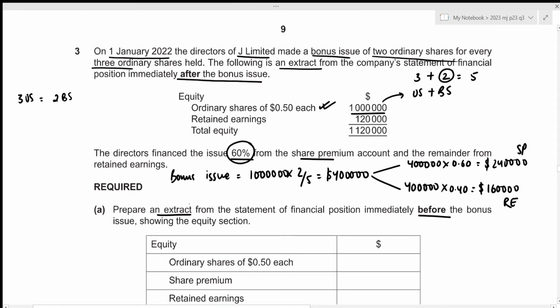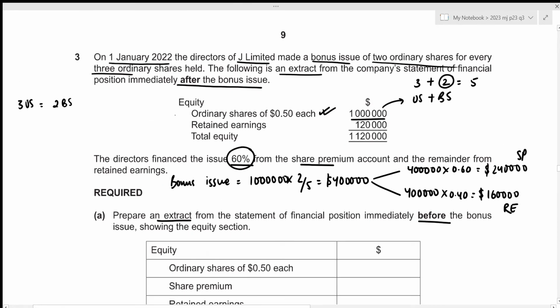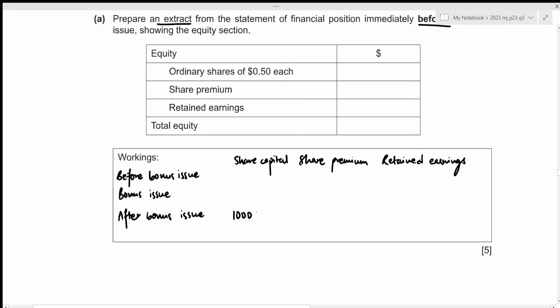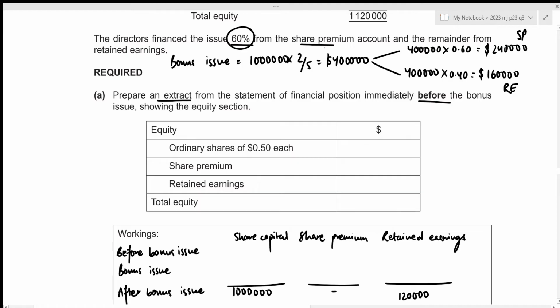In this question, we were given the value after bonus issue, and the values were only for our ordinary share and the retained earnings, which means that our entire share premium account will be exhausted by the bonus issue. And we have 1,120,000. So that's 1 million in share capital. And we have nothing in share premium. And for retained earnings, we have 120,000. Now we have already calculated a bonus issue as well. So it will bring 400,000 to our share capital, which will be funded by 240,000 from the share premium and 160,000 from our retained earnings.